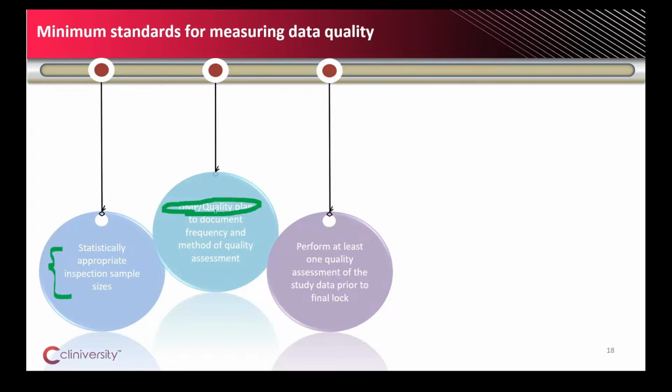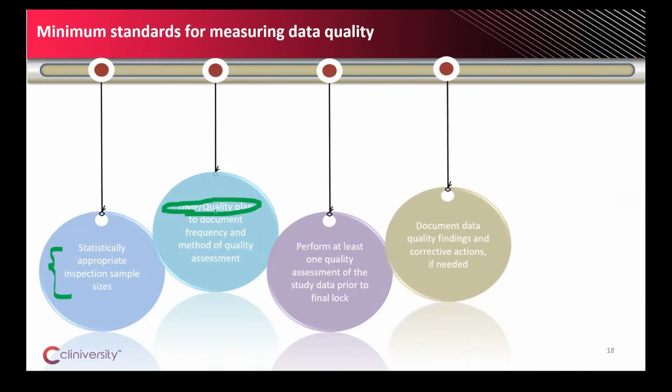Perform at least one quality assessment of the study data before the final lock, so that any data errors are picked up and remediation is in place before the database is locked. Document the quality findings and the corrective actions, so that at any time, if there is an audit, the auditors can be shown how the data quality errors were identified. And finally, determine the acceptable rates for the critical variables.